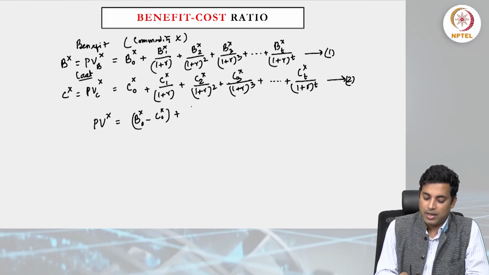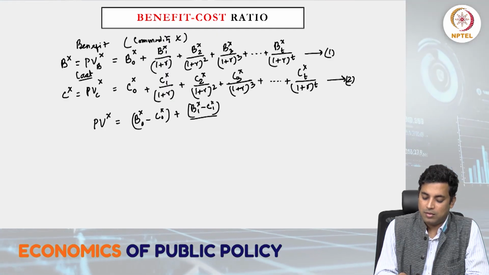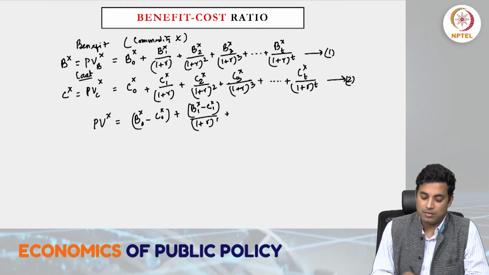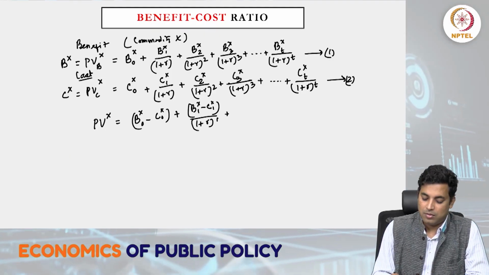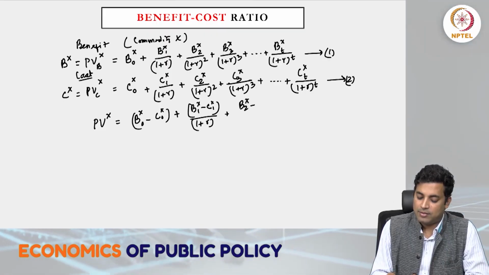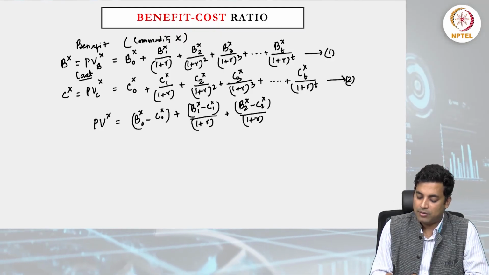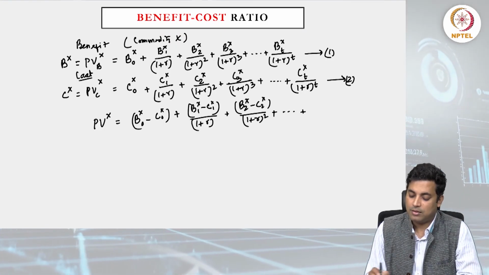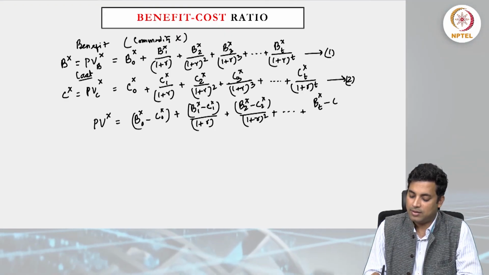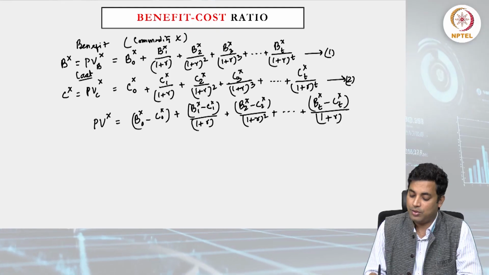So we get plus B2x minus C2x divided by 1 plus R square, plus likewise we get Btx minus Ctx divided by 1 plus R to the power t.